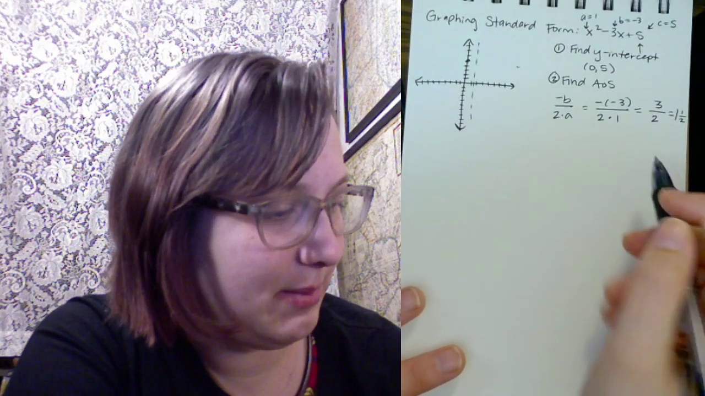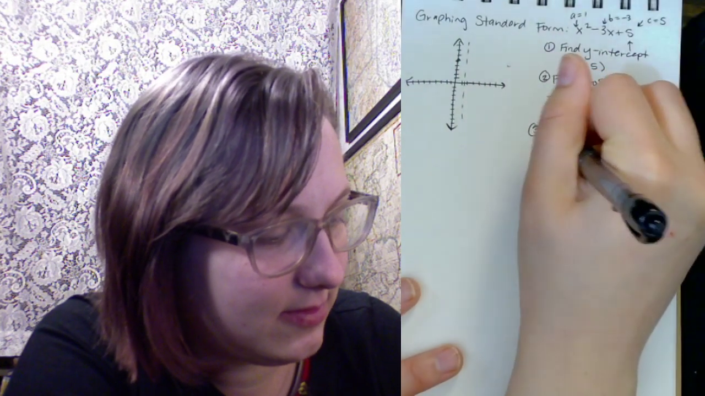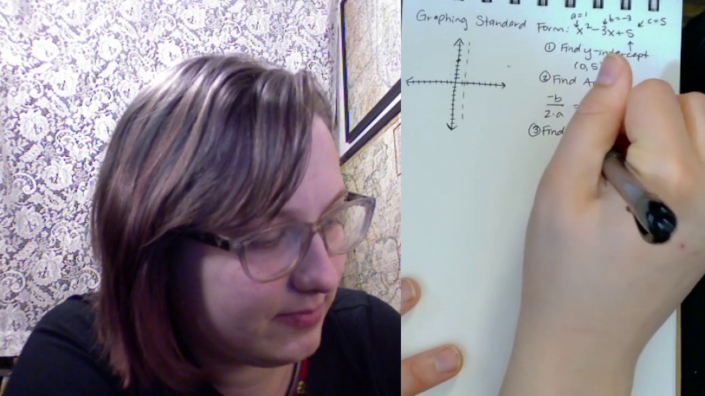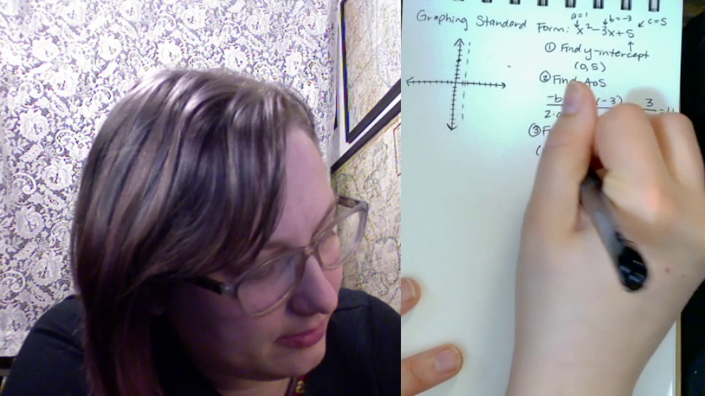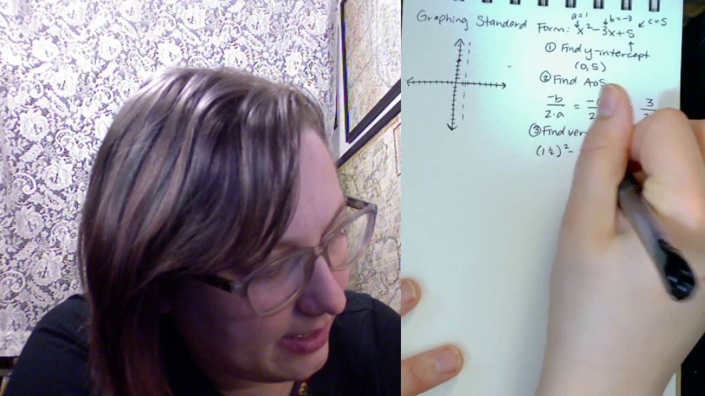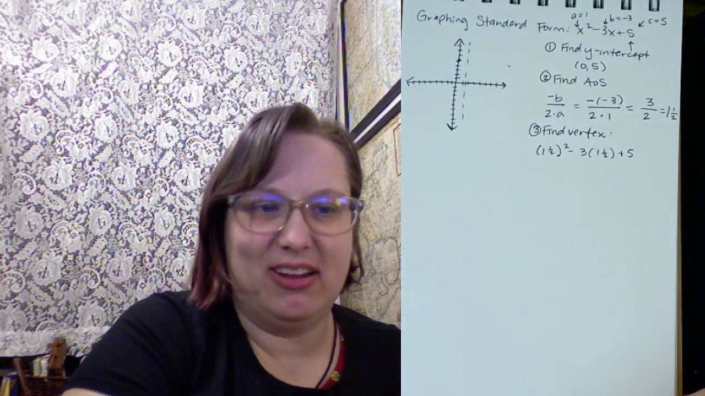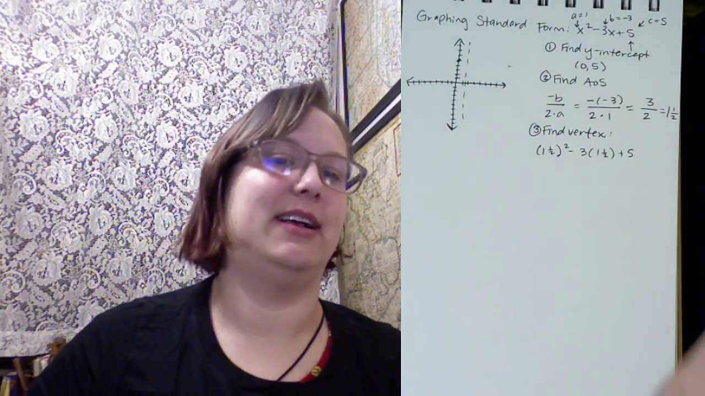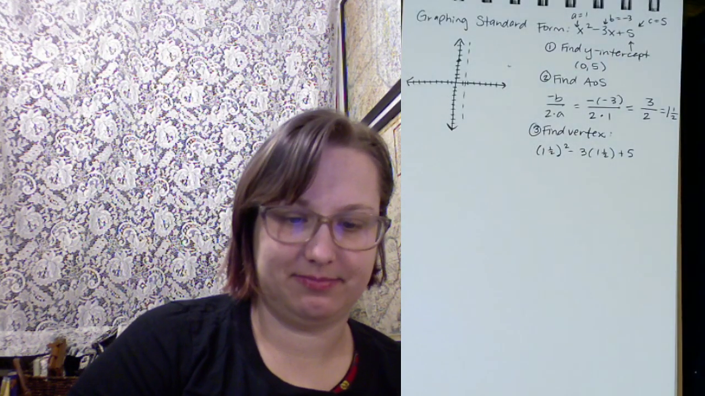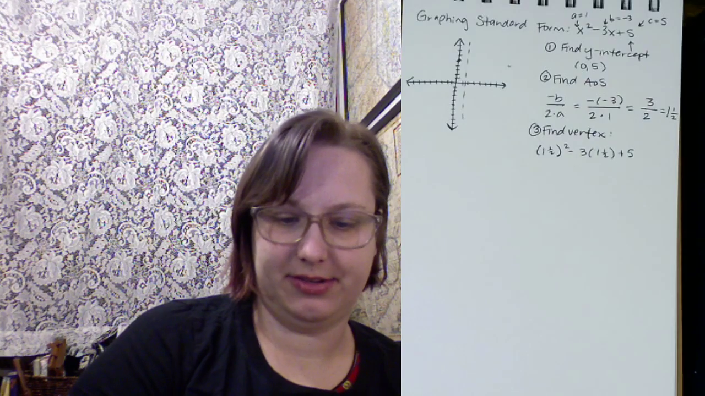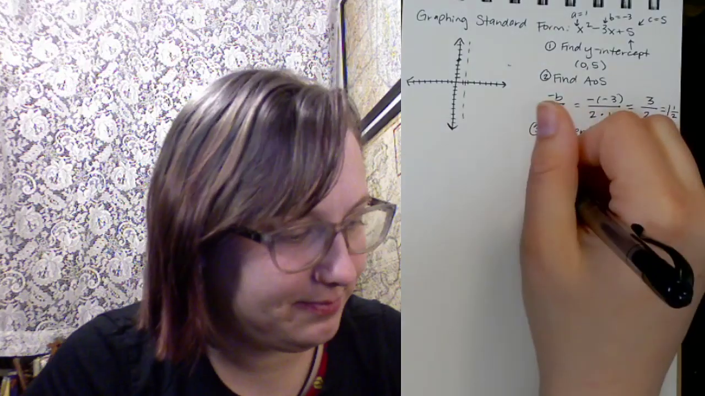And then I'm going to plug in that 1.5 to find the vertex. So I have 1.5 squared minus 3 times 1.5 plus 5. I don't know what 1.5 squared is. Please fast forward. Get my calculator open. 1.5 times 1.5 is 2.25.